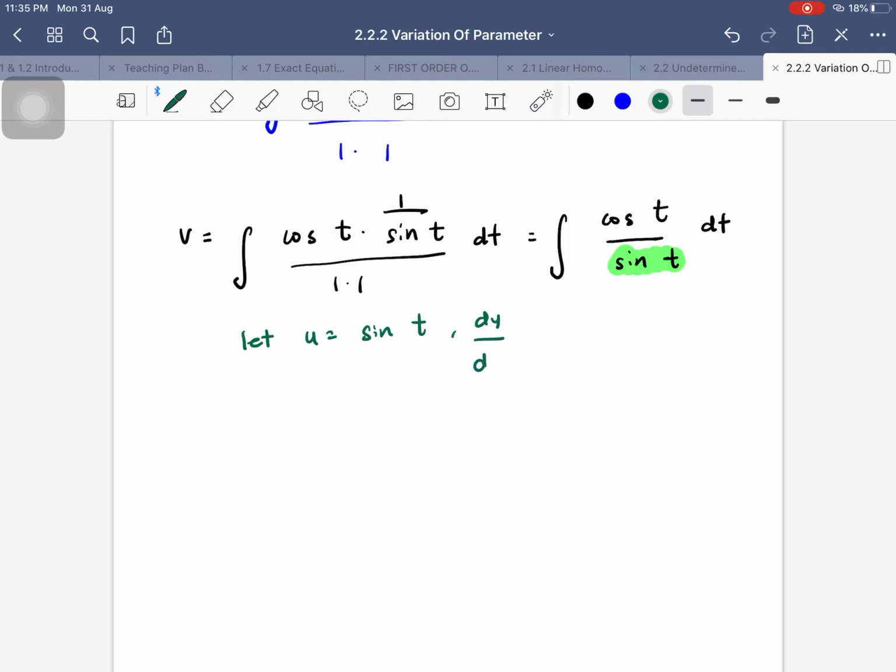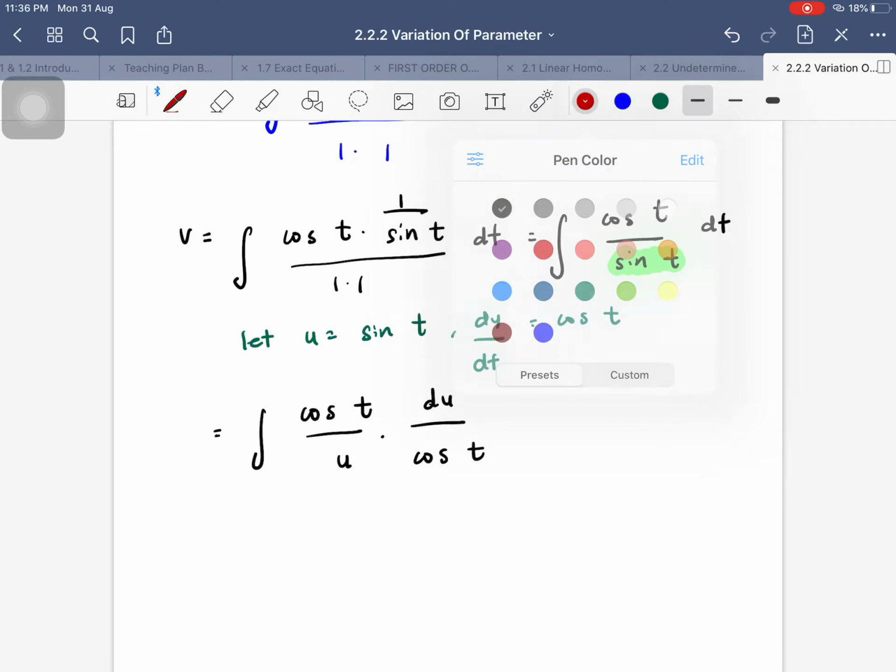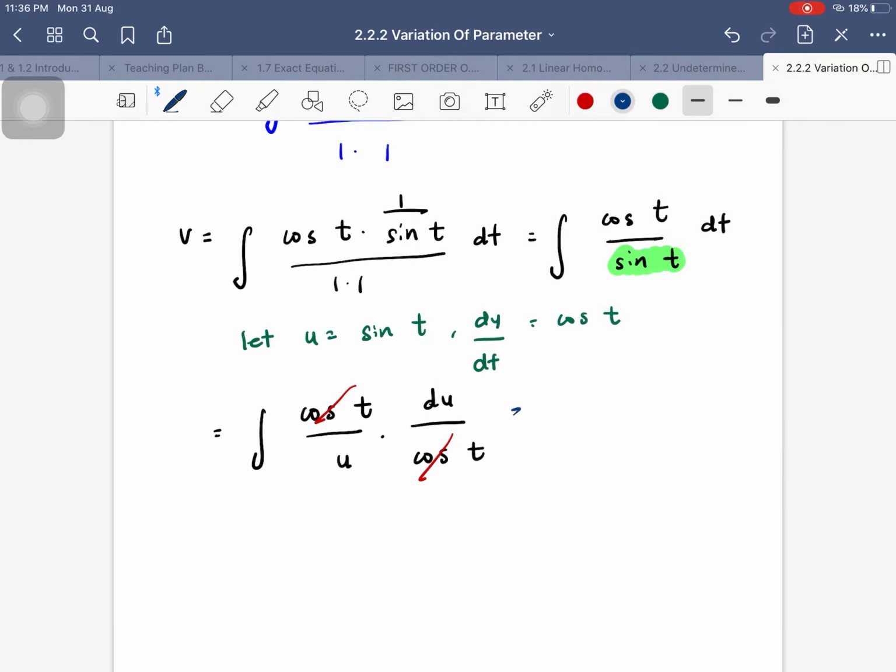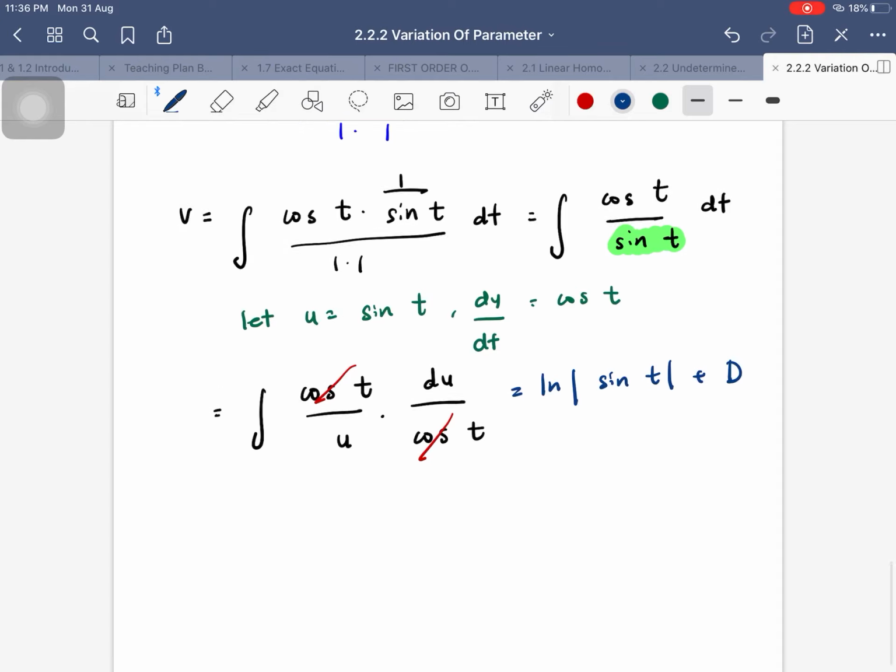So my du over dt is going to equal cos of t. So my integration is going to be transformed to integration of cos of t. Now sine t is going to be u, and what is dt? So dt is going to be du over cos of t. So this and this are going to cancel. So I have an integration of 1 over u du, which is going to equal log of u, and I know that my u is going to be sine of t, plus d, right? So that is how it's going to look. That is going to be my v function.